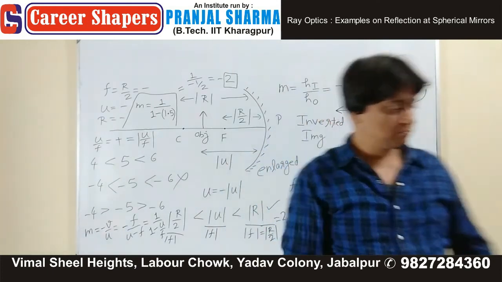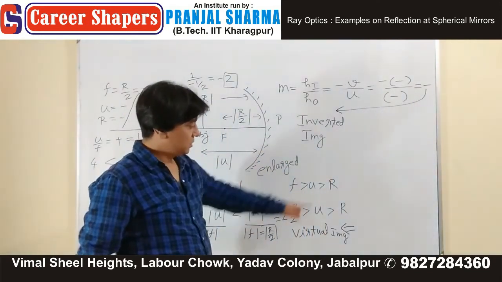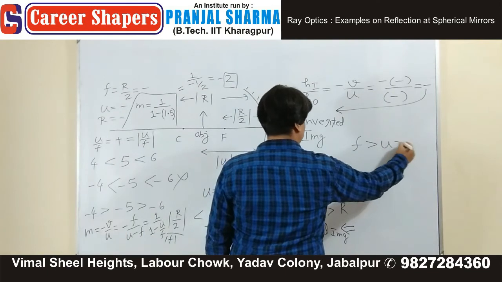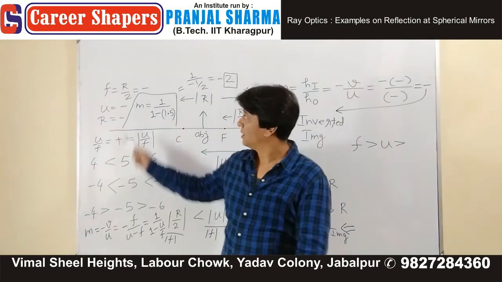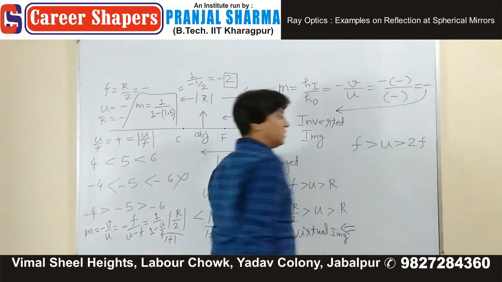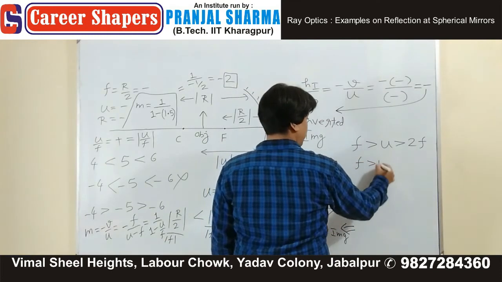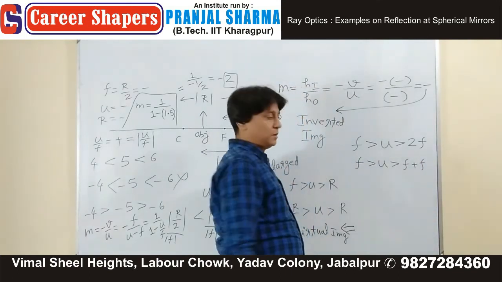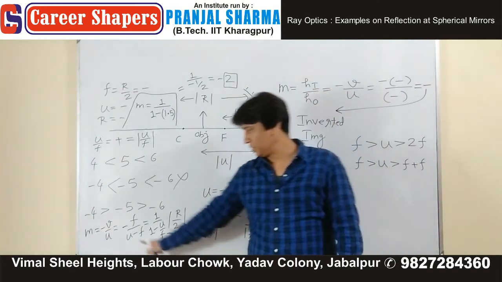We don't want to use numbers like 2 or 3. Look at this. This is f greater than u greater than what? R. What is R? R is 2f. Which is what? This is f greater than u greater than f plus f. 2f is made f plus f. Why? Because I need u minus f.